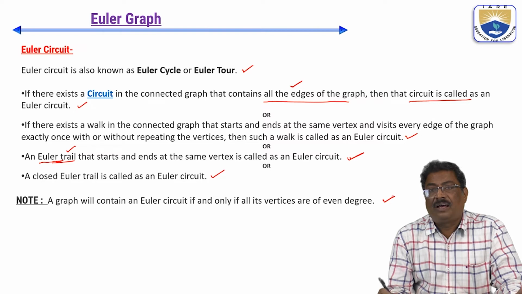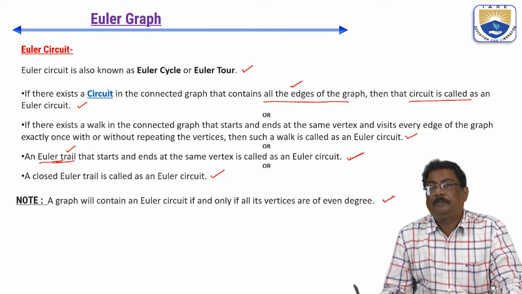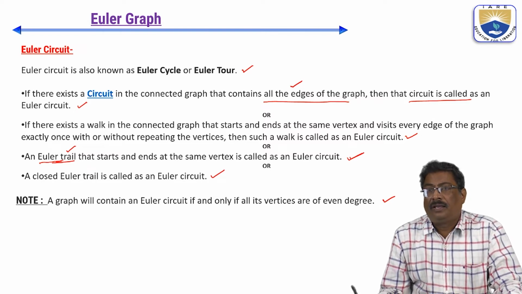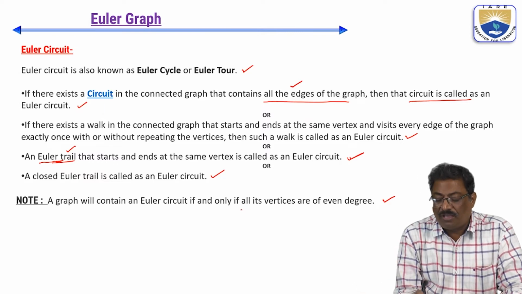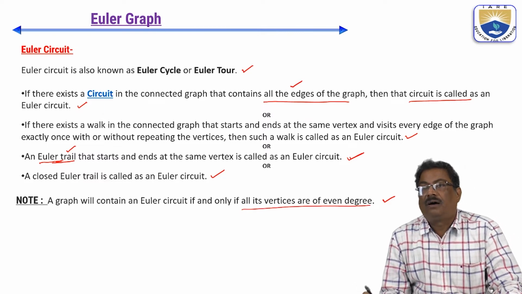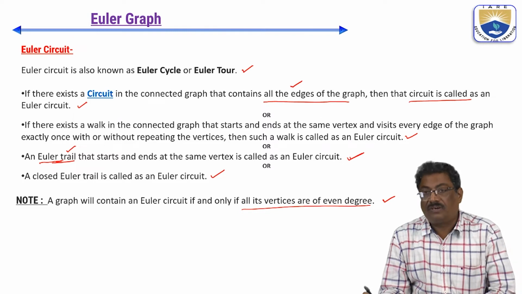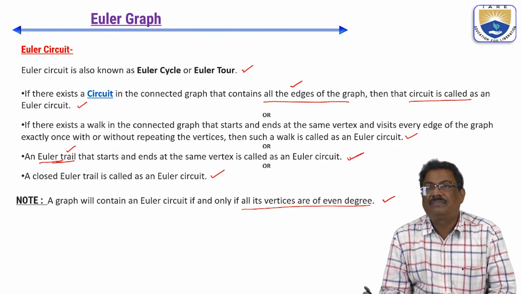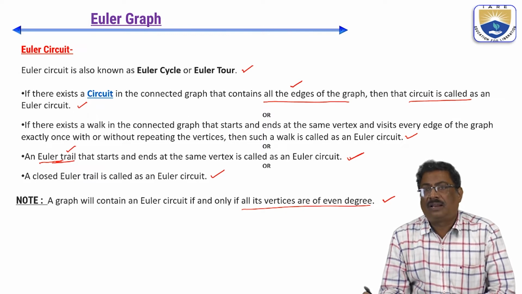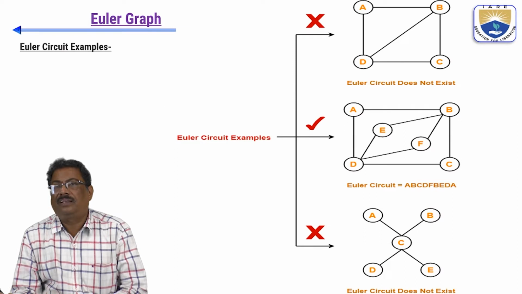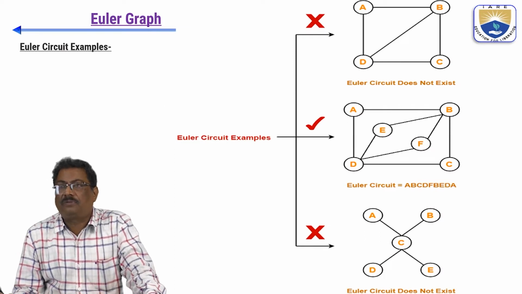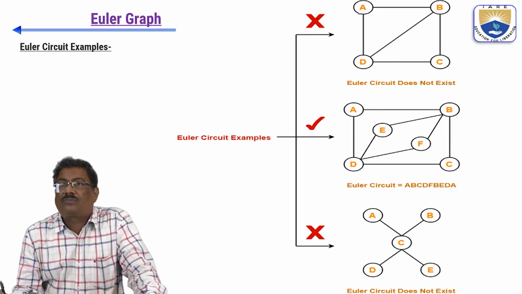Now, another way: a graph will contain a Euler circuit if and only if all the vertices are of even degree. So if you consider all the vertices, we have to consider the degrees. If all the degrees are even, then we can say that the graph contains a Euler circuit. Let us go for some examples.